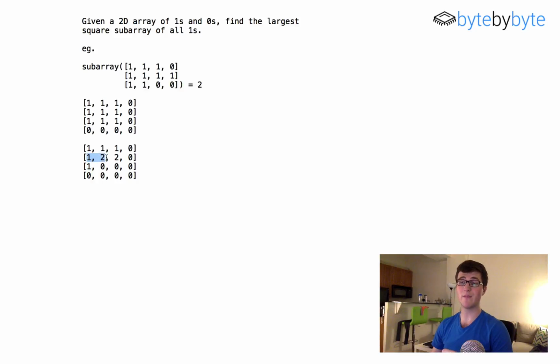So we have to take the minimum and add 1. And since this one's 1, we end up with 2 because it's the minimum of this array and then these 2 individual arrays. And then finally, we get to this last cell here, or that is a 1, and we see that all 3 surrounding arrays are of size 2.